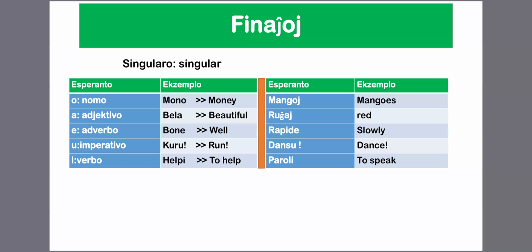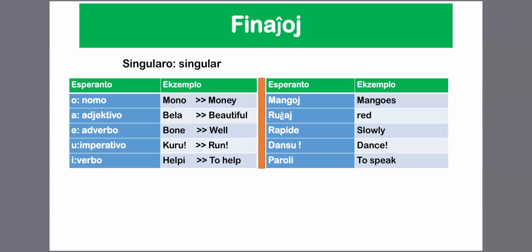meat. But also in Esperanto, if you see a word with O, automatically this is a noun. If you see something in Esperanto with the O at the end, automatically this is a noun. For example, I say mono. You see that there is O at the end. This is a noun. Mono, it's money.